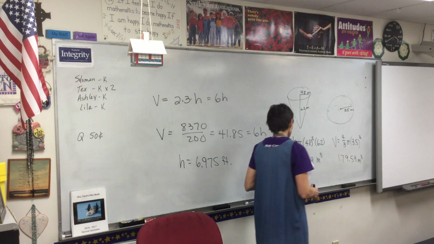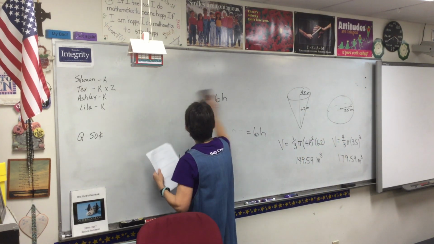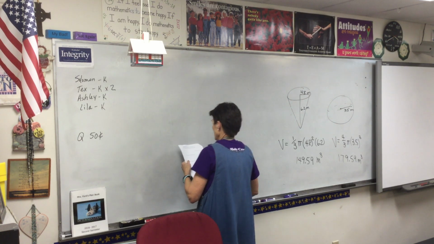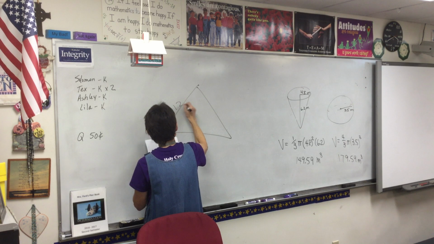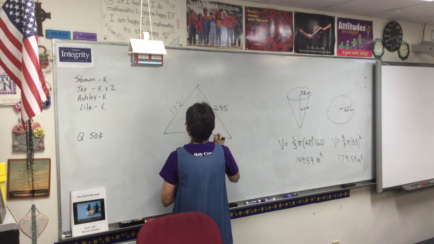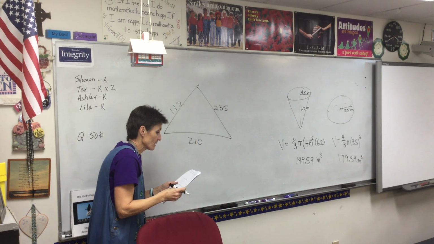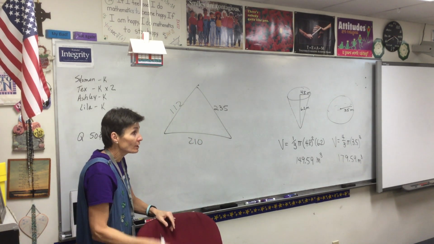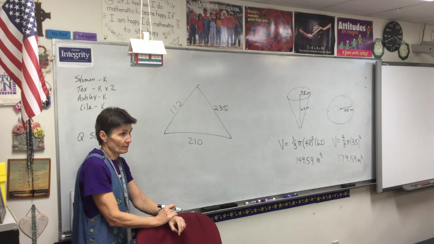A triangular field has boundaries. It's a triangle. 112, 210, and 235. Yeah, that's right. That's good. Find the smallest angle of the triangle.